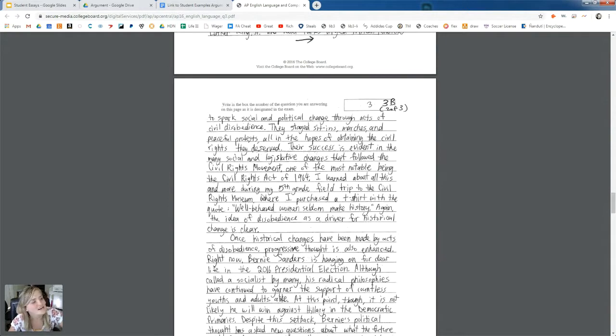So for a second, this kind of threw me for a loop because I was reading this: "I learned all about this and more during my 5th grade field trip." If they stopped it there, you do not want to include that in an essay. But they tied it in with the T-shirt that they got saying, "Well-behaved women seldom make history." I would even maybe take out the 5th grade field trip because it was so long ago that it makes it less relevant and a little bit more childish. I don't know if that's just my opinion. We'll see what score they got, but it's just something to keep in mind.